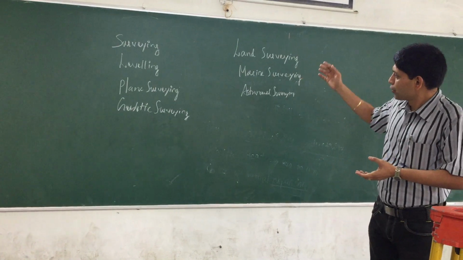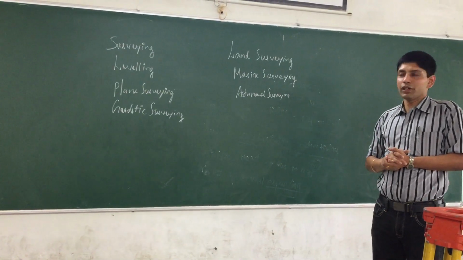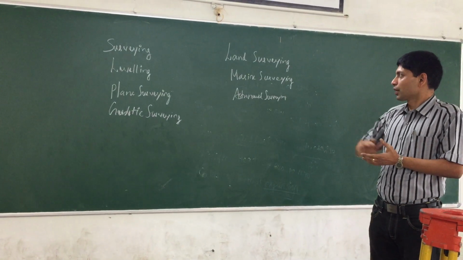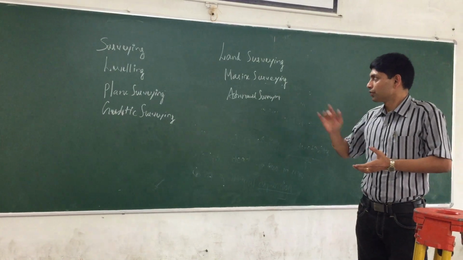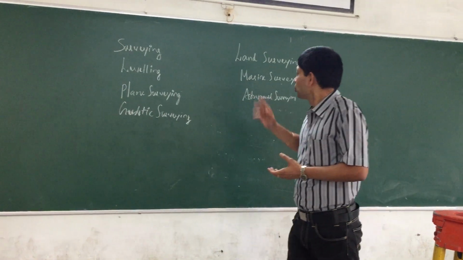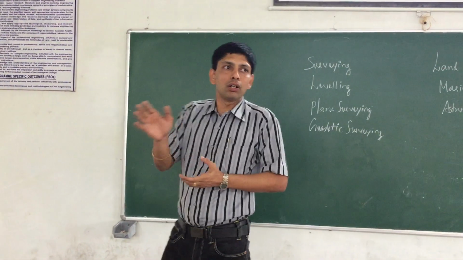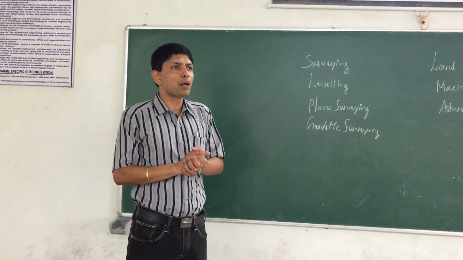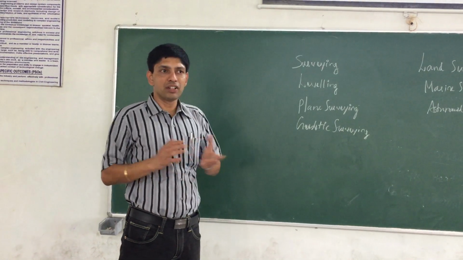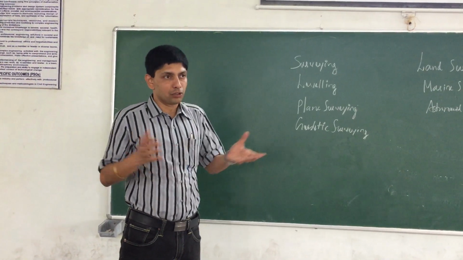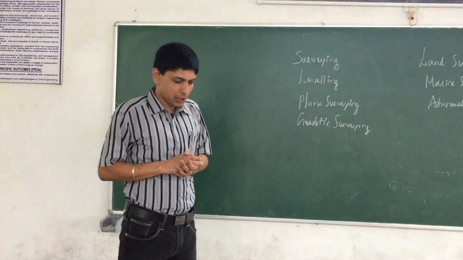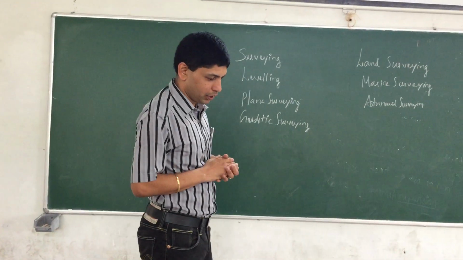And now let us get into the three major types of survey. The first one is land surveying. The second one is marine surveying, and the third one is astronomical surveying. So in land surveying, we carry out all kinds of measurements and all kinds of engineering activities on the land. And exclusively, let me tell you with a few examples.